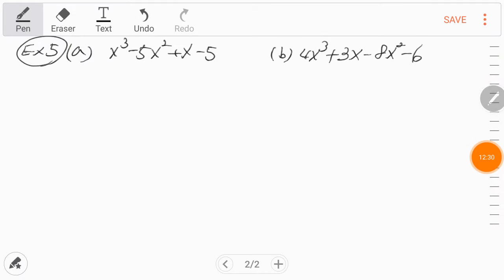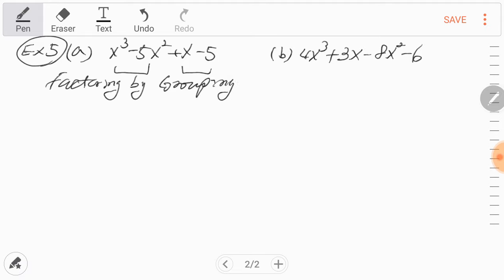Okay, in this example 5, we will try a similar step as in the previous example. So, there are 4 terms. There is no common factor, and then there are 4 terms. Then we can try grouping. So we call this factoring by grouping.